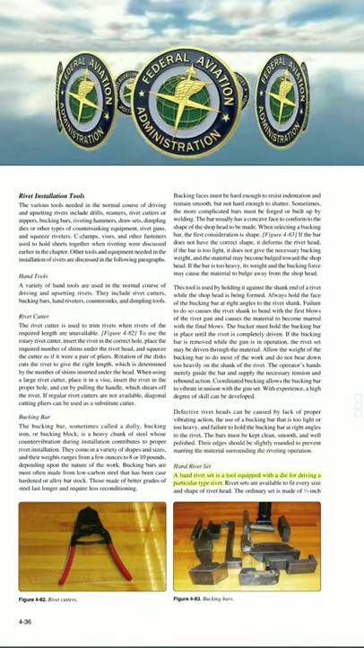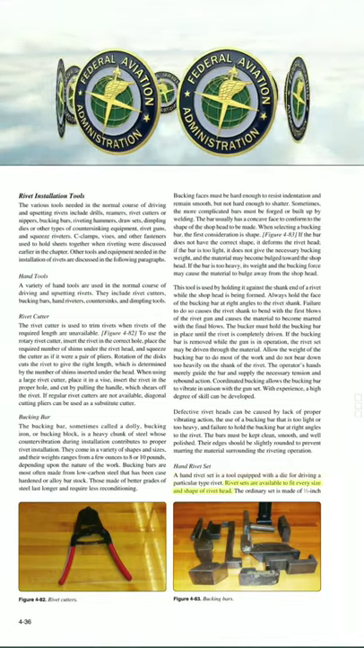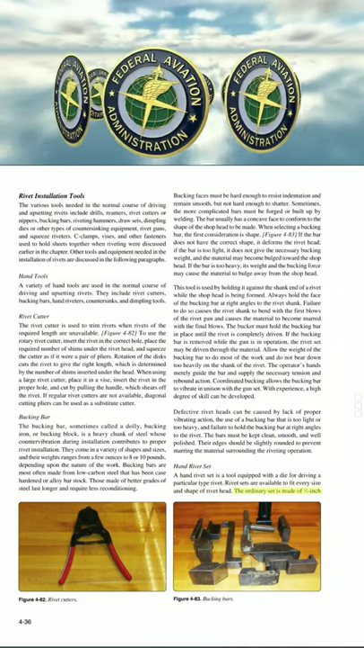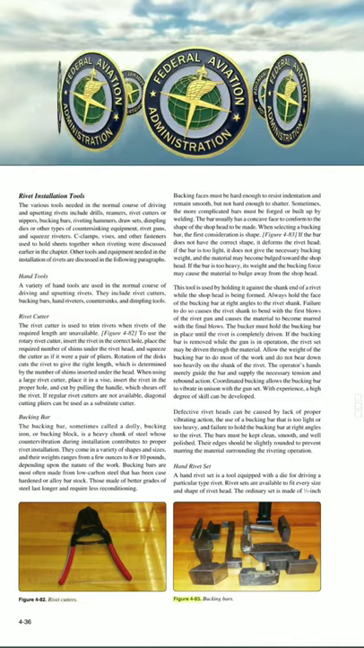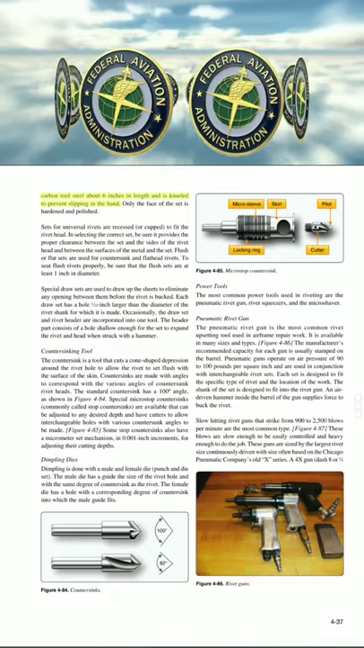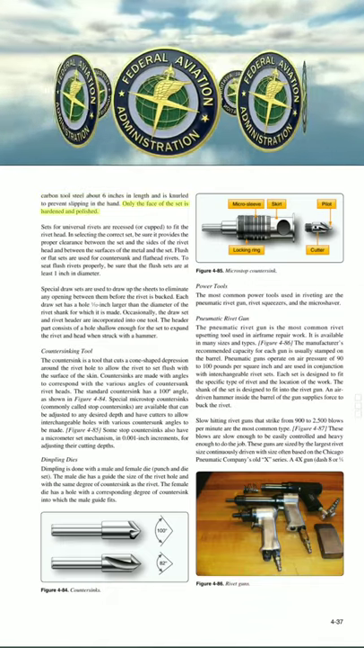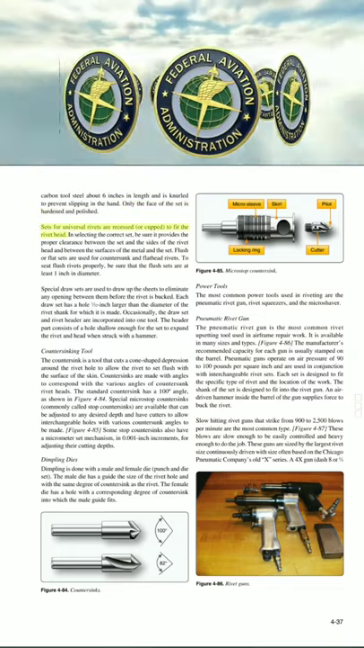Hand rivet set. A hand rivet set is a tool equipped with a die for driving a particular type of rivet. Rivet sets are available to fit every size and shape of rivet head. The ordinary set is made of 1/2 inch carbon tool steel about 6 inches in length and is knurled to prevent slipping in the hand. Only the face of the set is hardened and polished. Sets for universal rivets are recessed, or cupped, to fit the rivet head.